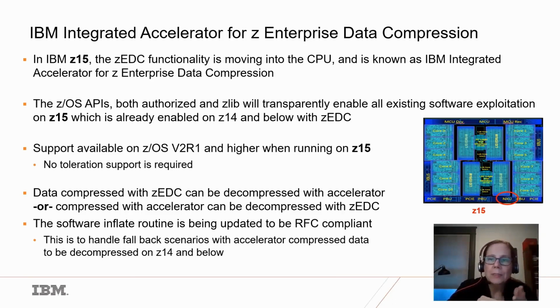And what's really nice is that all the existing software that has exploited these APIs, it's transparent whether you're going to be running on Z15 or Z14 and below, so that all your applications can still run. Now, data that was compressed on a zEDC can be decompressed on the accelerator, and if it's compressed on the accelerator, it can be decompressed on the zEDC. So this is really nice for compatibility purposes.